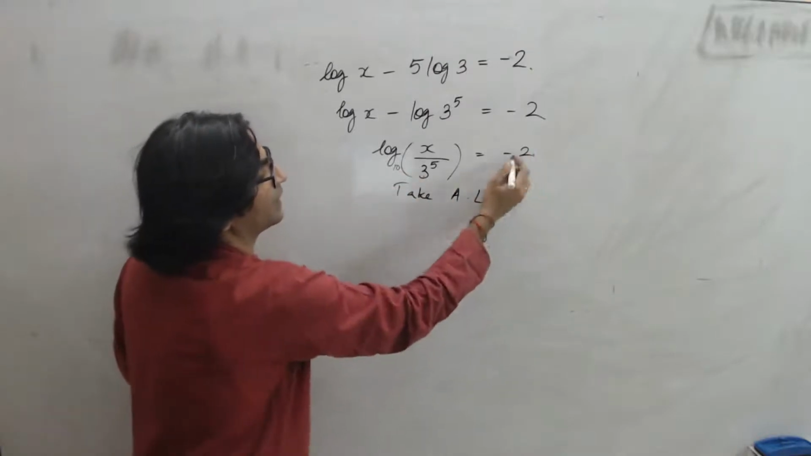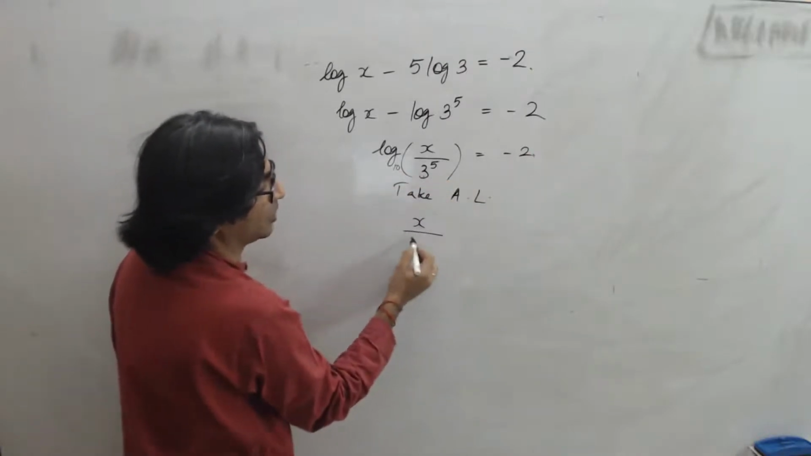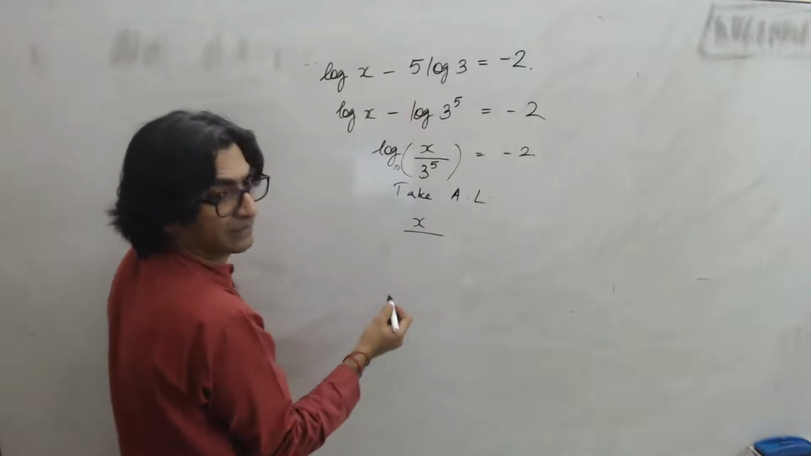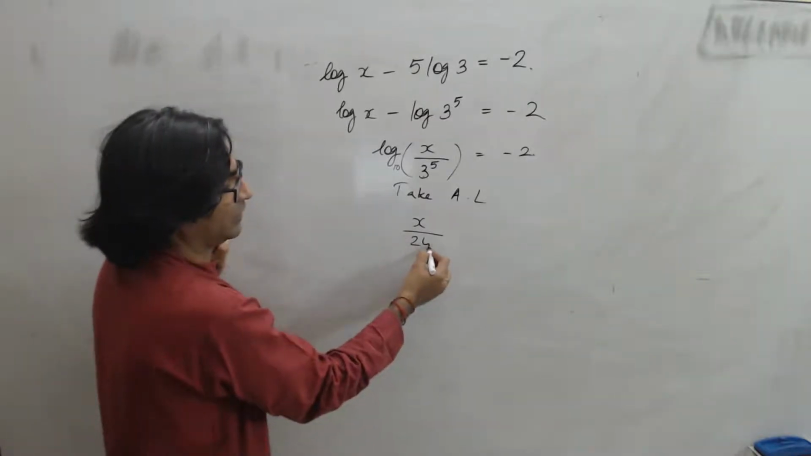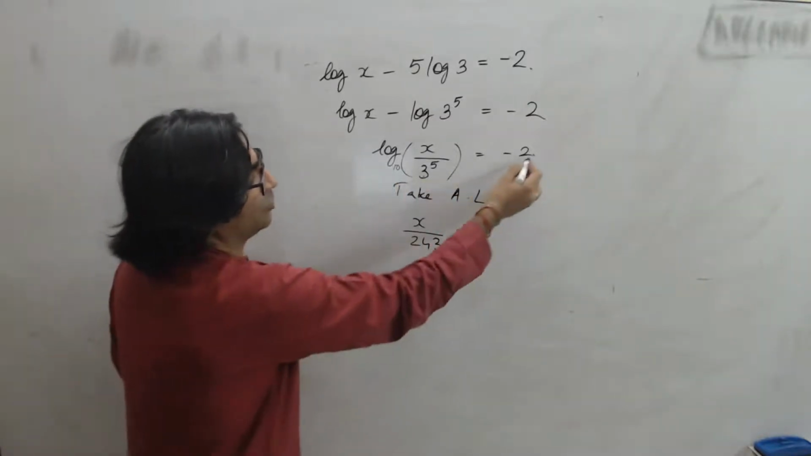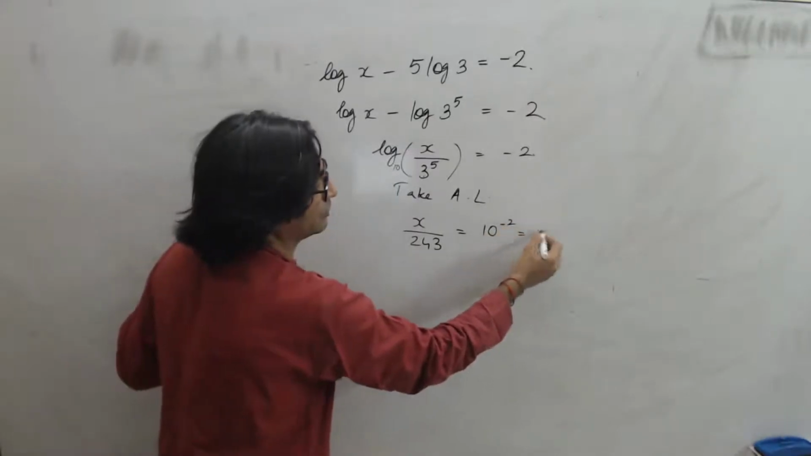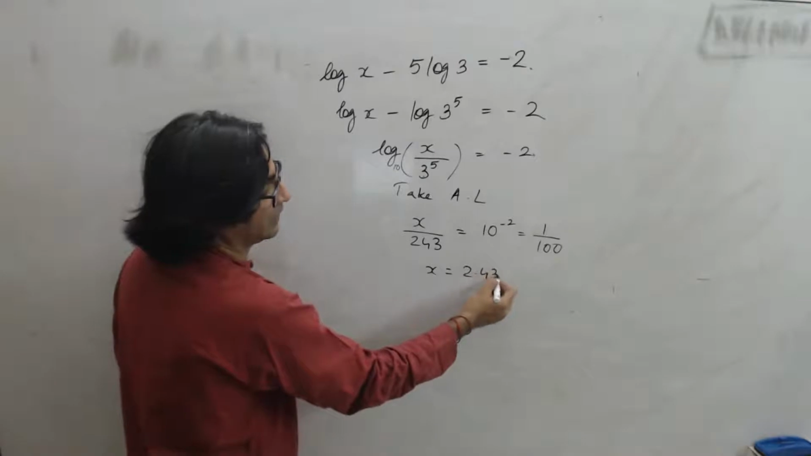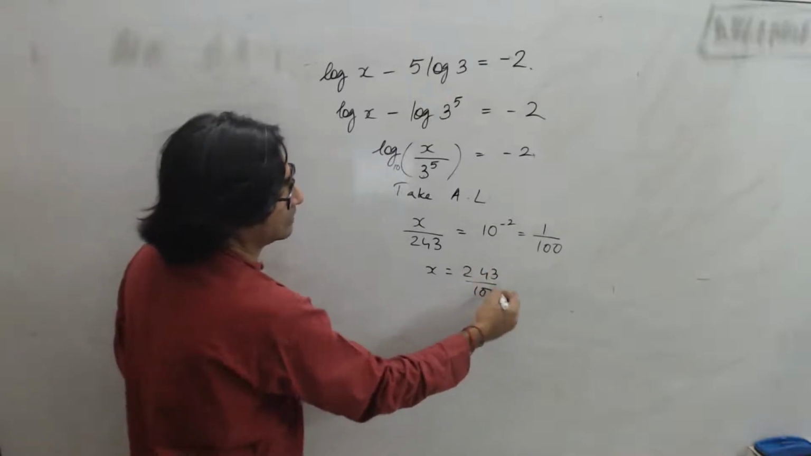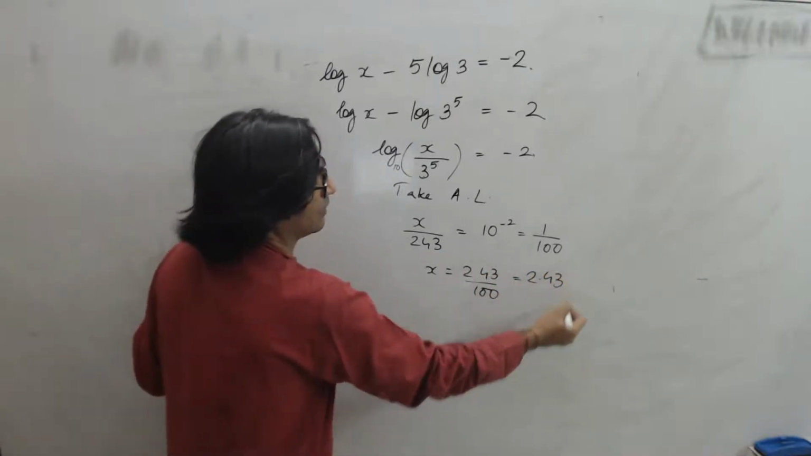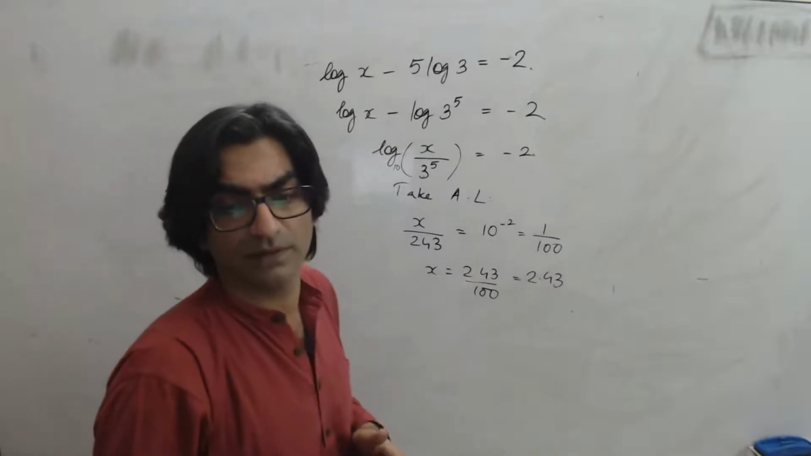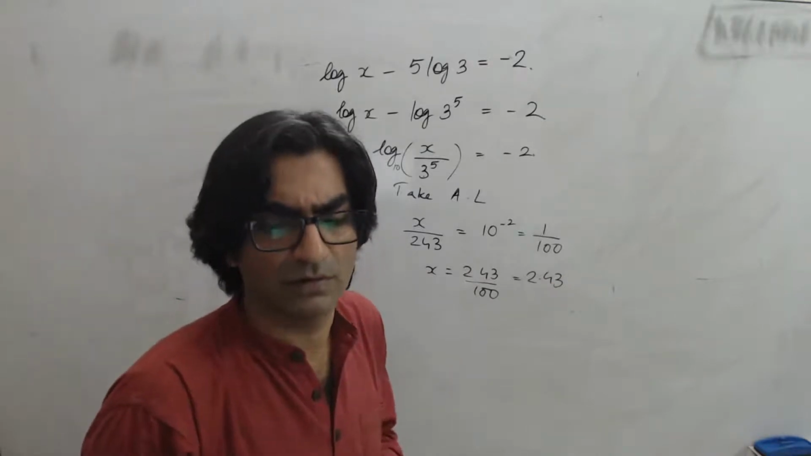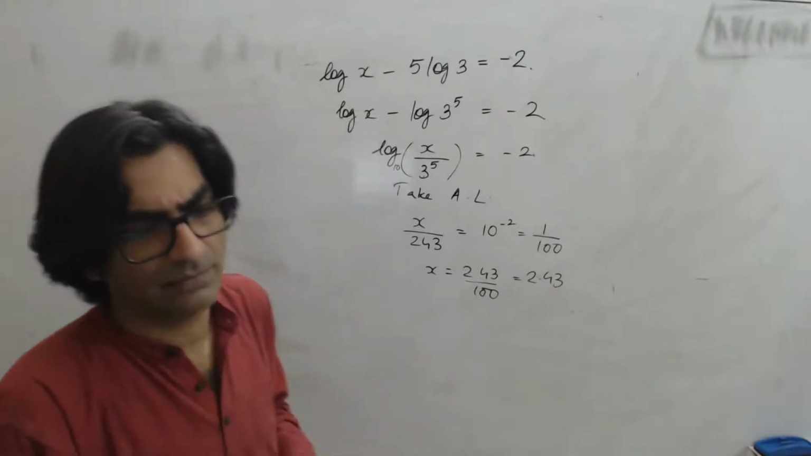base raised to the power minus 2 would be equal to the radicand. So x upon 3 to the power 5, where 3 to the power 5 is 243, is equal to 10 to the power minus 2, which is 1 by 100. So what is the value of x? 243 upon 100, which is 2.43. Good, good. A lot of you guys managed to figure this out.